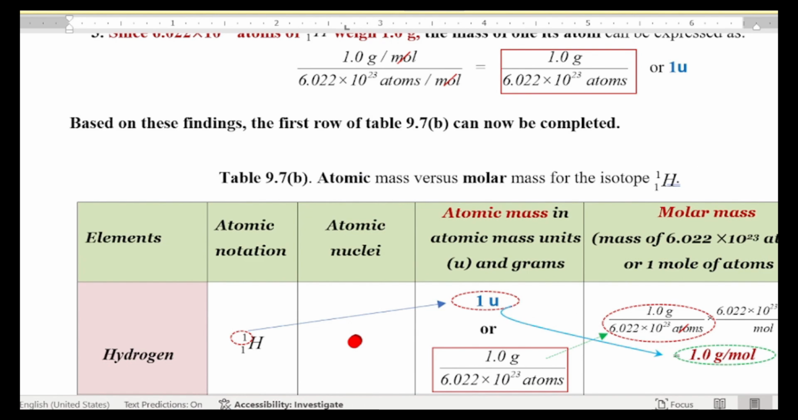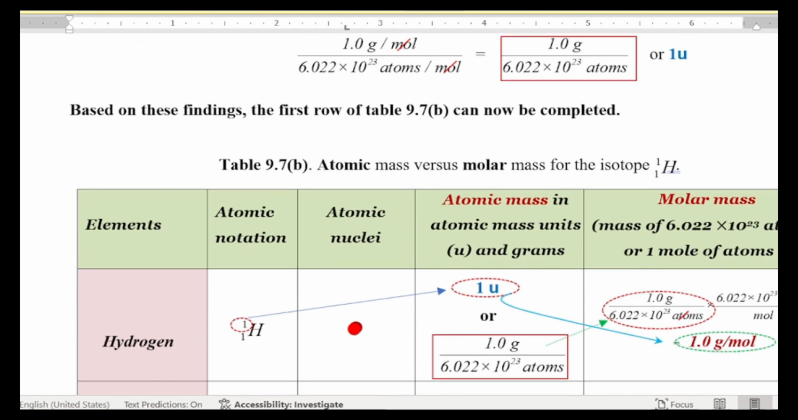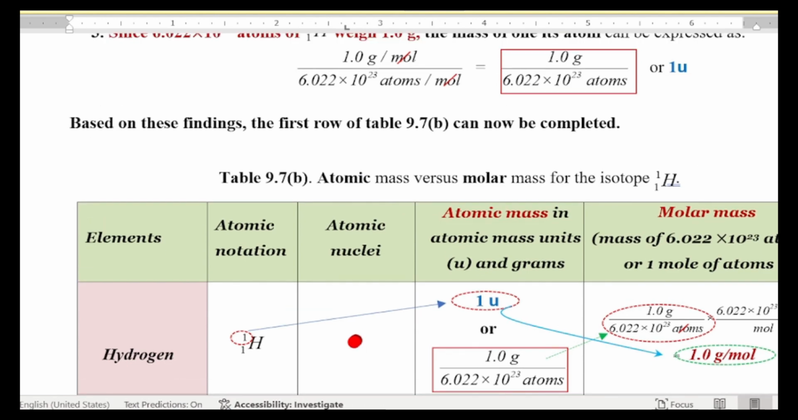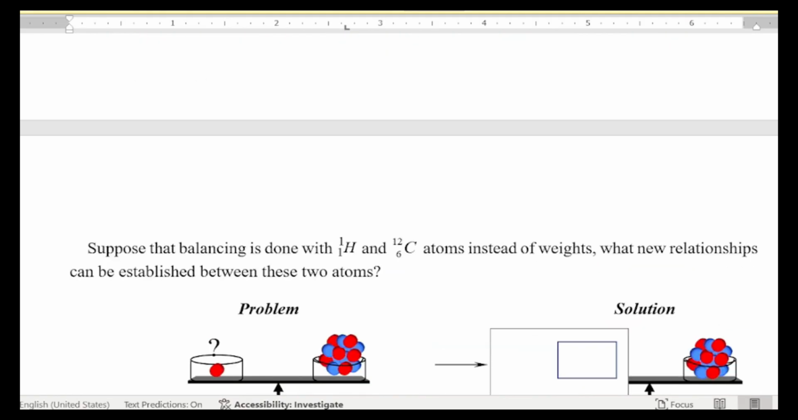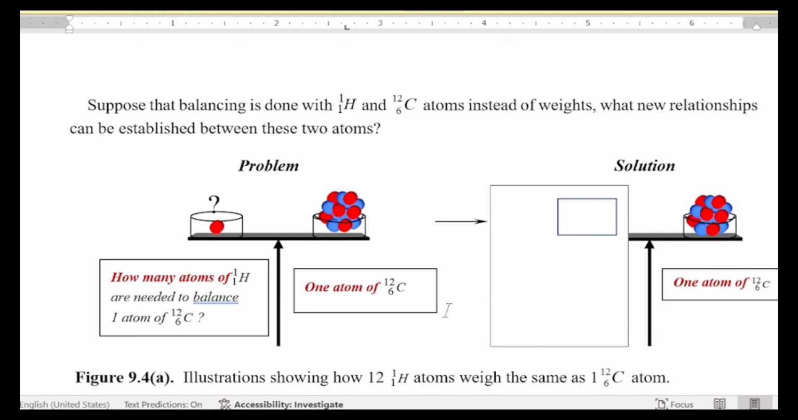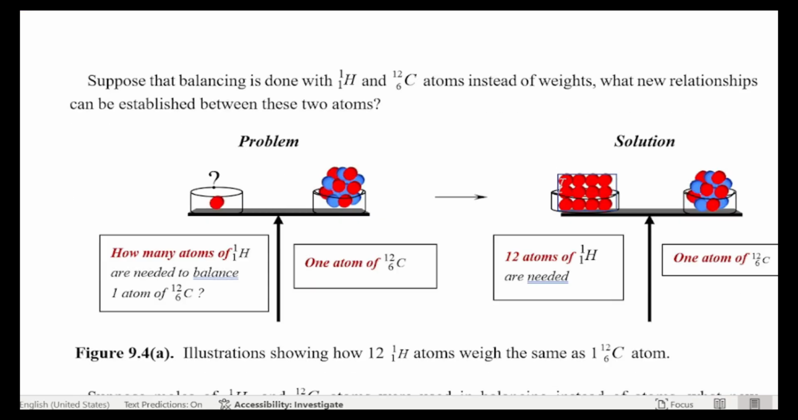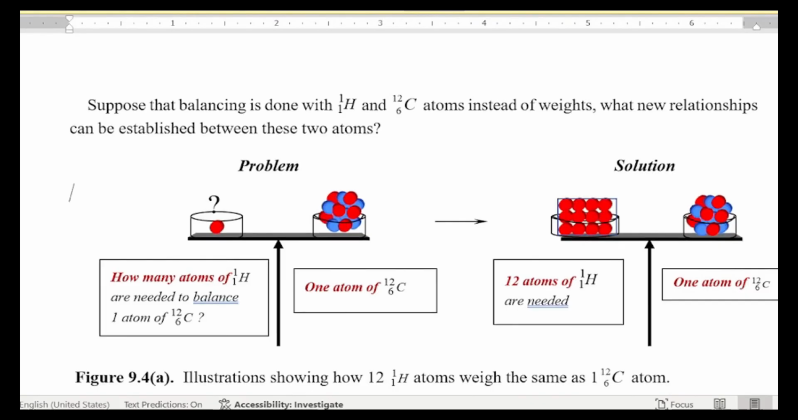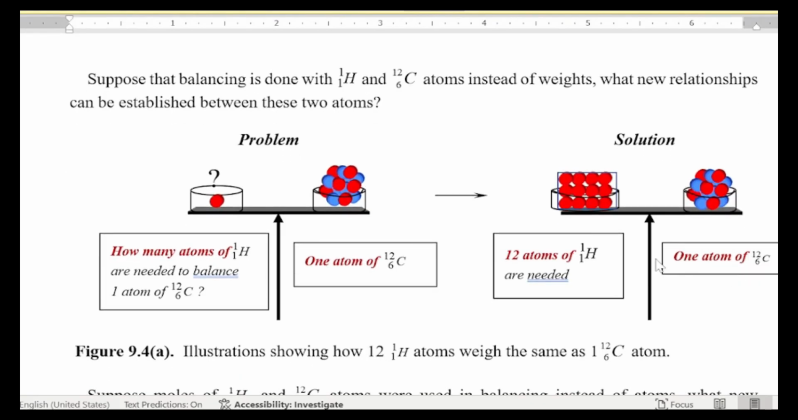Let us now do another balancing act. In this case, we use carbon. Same question again. If I have 1 atom of carbon here, how many atoms of hydrogen do we need to balance this? What do you think? The answer is 12. If you said 12, then you're right. So 12 atoms of hydrogen are needed to balance one atom of carbon.